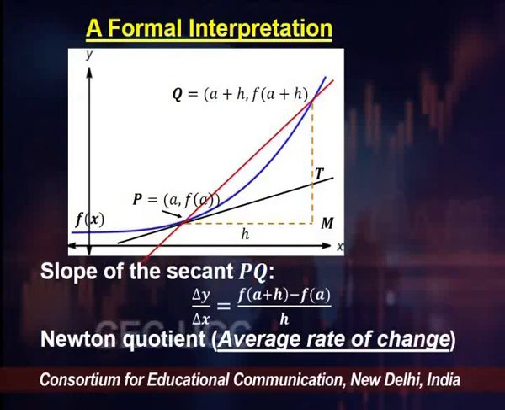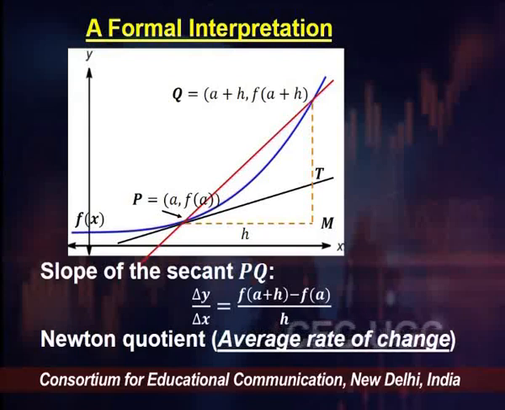Now this is actually a very important concept. This ratio, f of a plus h minus f of a divided by h, is reflecting what is known as the average rate of change, or the Newton quotient. You're averaging out the movement over those h units that you have moved. So this is called the average rate of change.